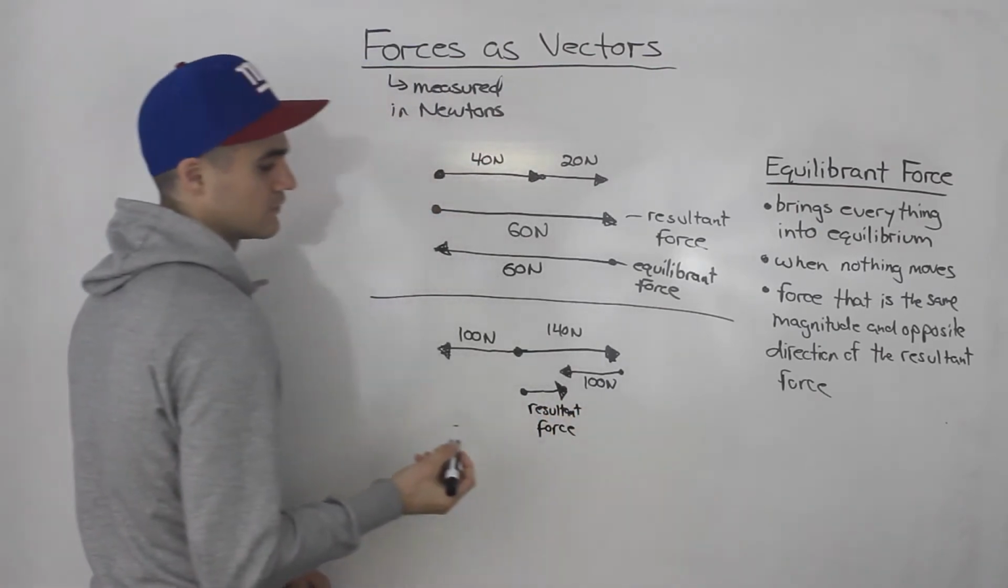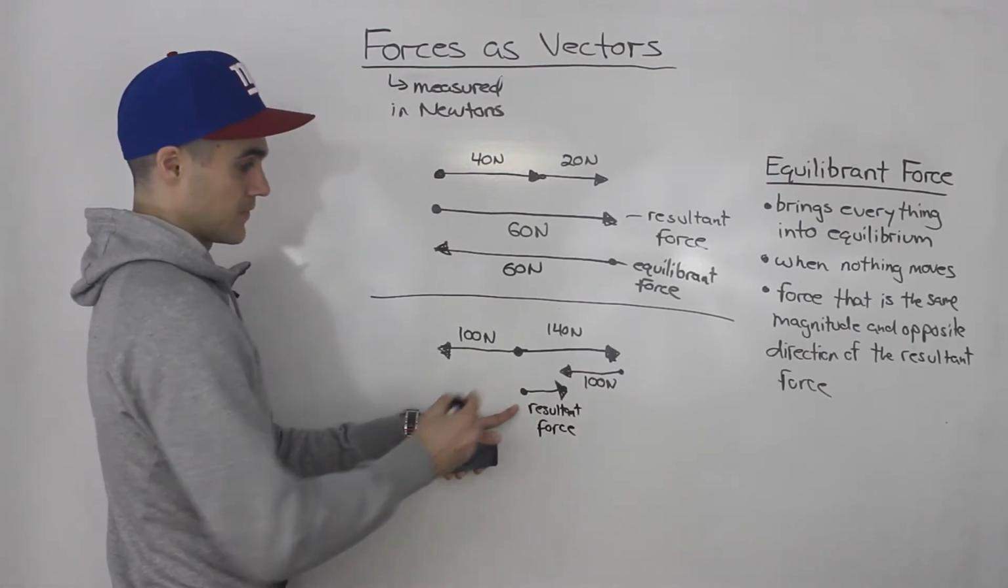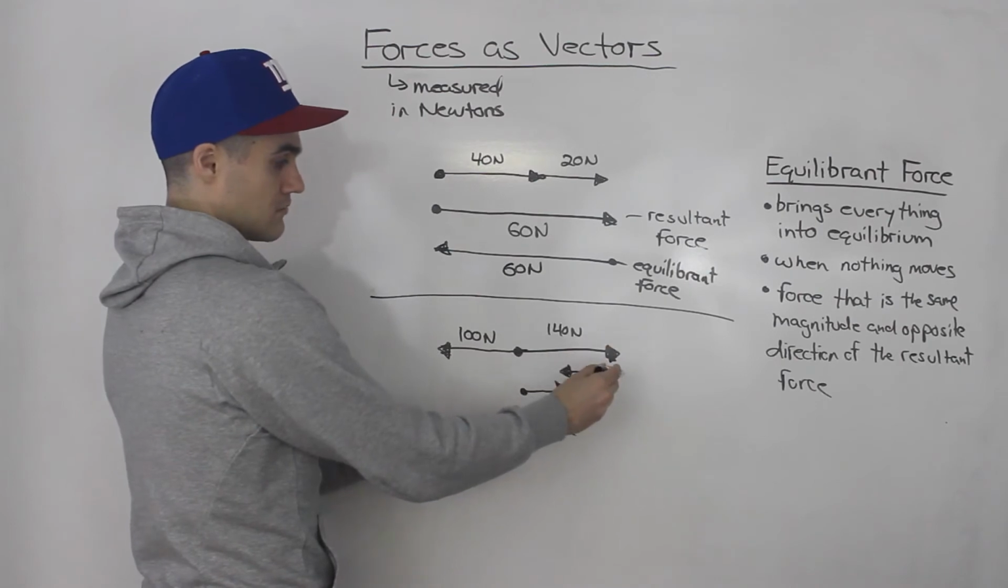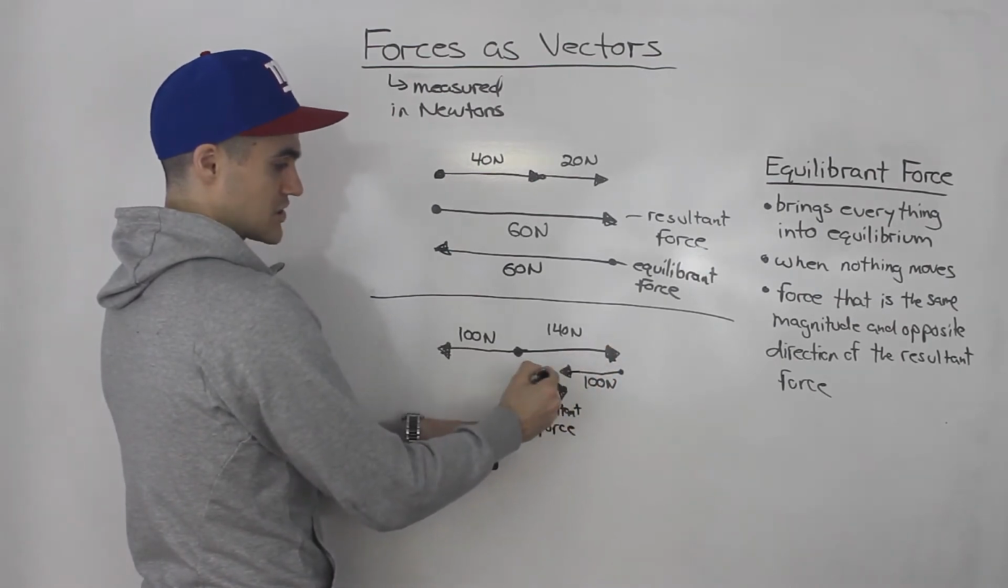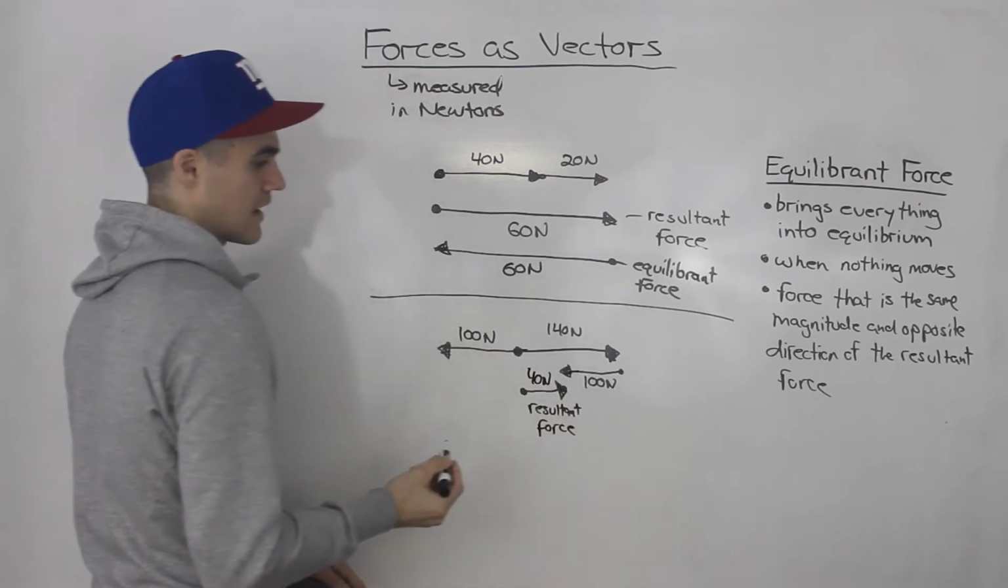Force, or the resultant vector. So what's the magnitude of the resultant going to be? Well, 140 newtons minus the 100 newtons, how much is left here in this space? Well, 40 newtons is left.